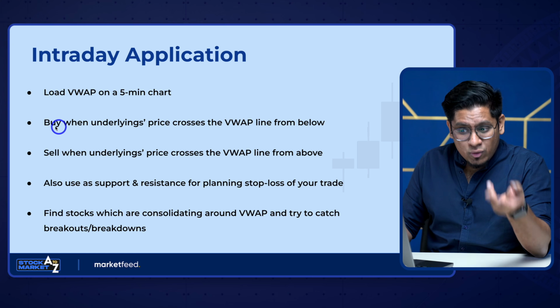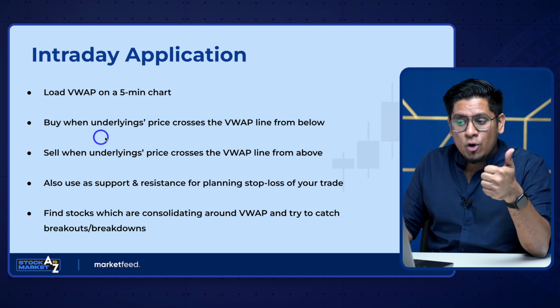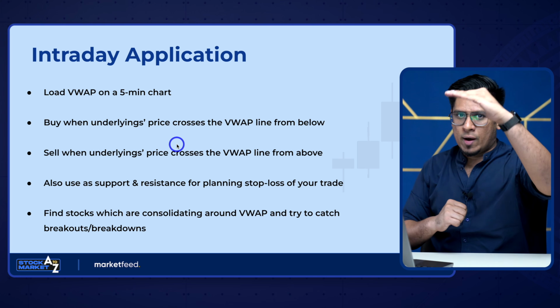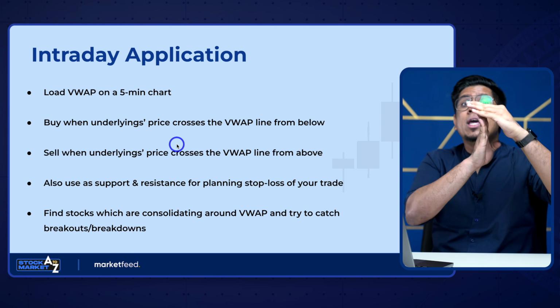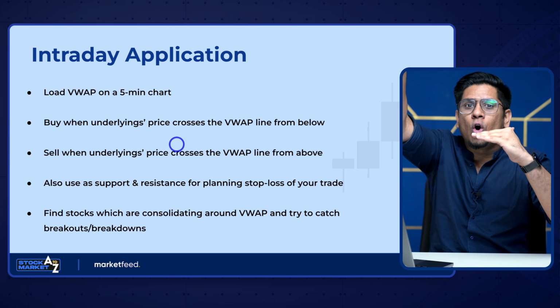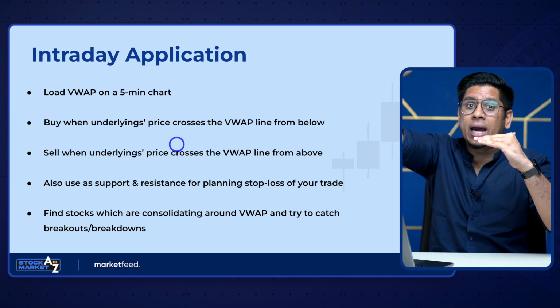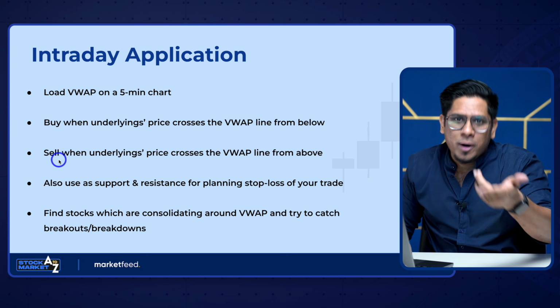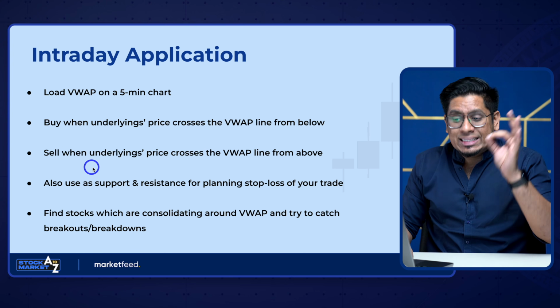Point number 1, which is very important here, is buy when the underlying price crosses the VWAP line from below. VWAP line, underlying price, it is moving up. The VWAP line can act as a resistance. And if this is being broken, then you can probably consider buying it by keeping an SL below the VWAP line.